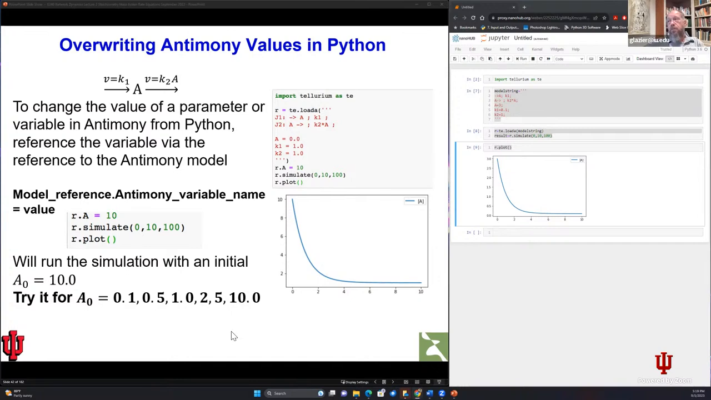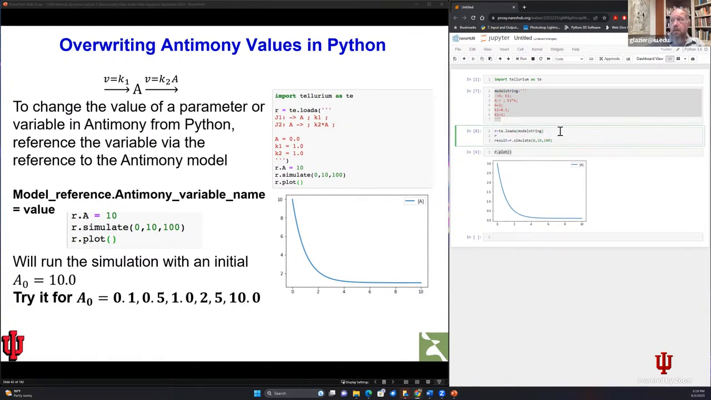And so why don't people try doing that? Here, after line one in that block, if I do r.A equals, my initial value of A was 3, let's try r.A equals 10. What happens? Now my initial value is 10. Okay.